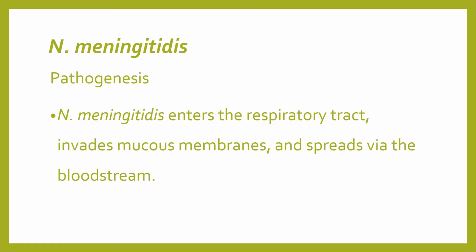How does Neisseria meningitidis produce disease? When it enters the respiratory tract, it invades the mucous membranes and spreads via the bloodstream. They are present in the posterior nasopharynx. The antiphagocytic capsule is important for virulence, and they release endotoxin. This is the function of the endotoxin: it induces fever and increases vascular permeability, potentially leading to shock and petechiae, meaning there will be capillary leakage in the skin.